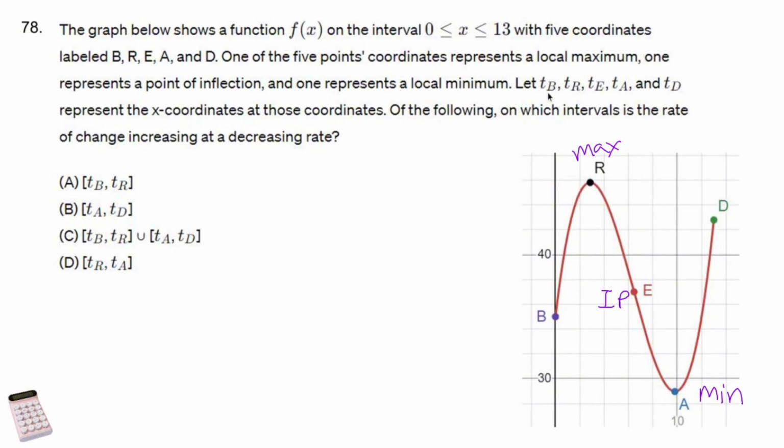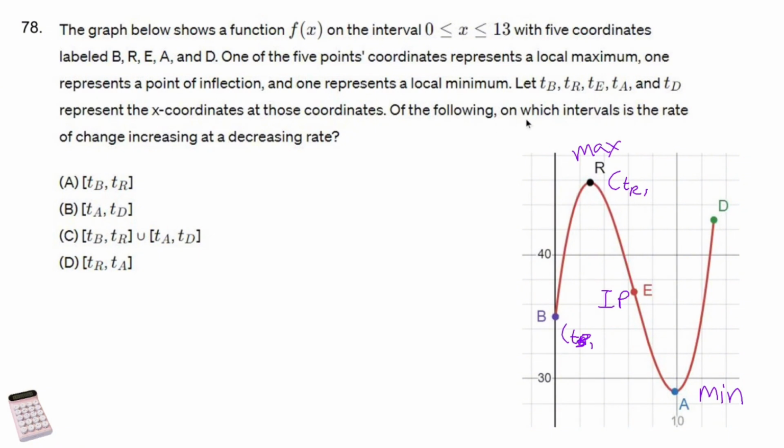Let T sub B, T sub R, T sub E, T sub A, and T sub D represent the x coordinates at those coordinates. So instead of calling it 0, you would call the point T sub B, because we're going in the order of the word, then T sub R, and so on and so forth. It's kind of stupid the way they did that, but it looks like a problem on the practice test. That's why I did it this way.